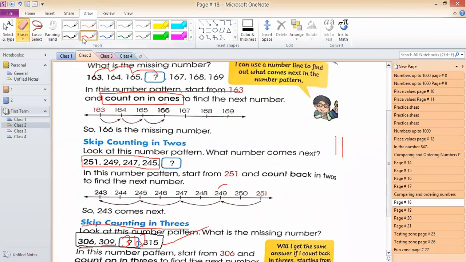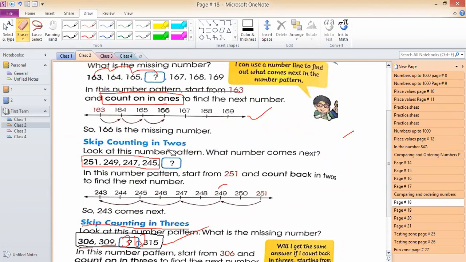But if I give you numbers like 120, 122, 124, what will come next? 121, 122, you are skip counting in twos. 123, 124, and for the next, what will you do? 125 and 126. So the next will be 126. This is how you will count in twos. Okay.